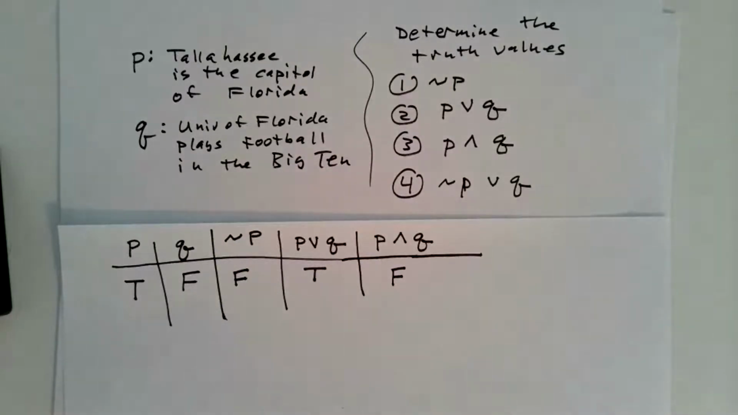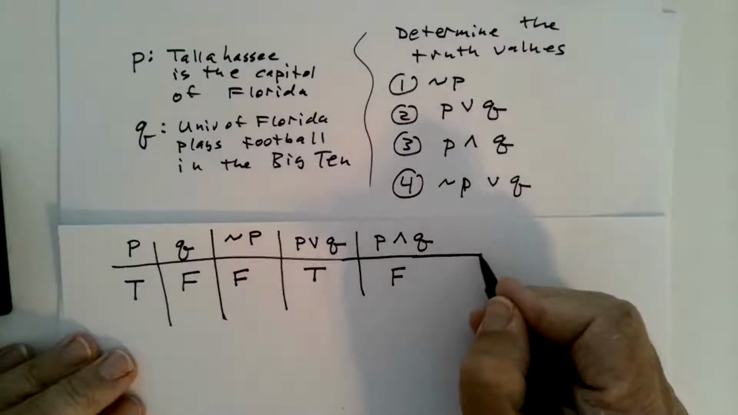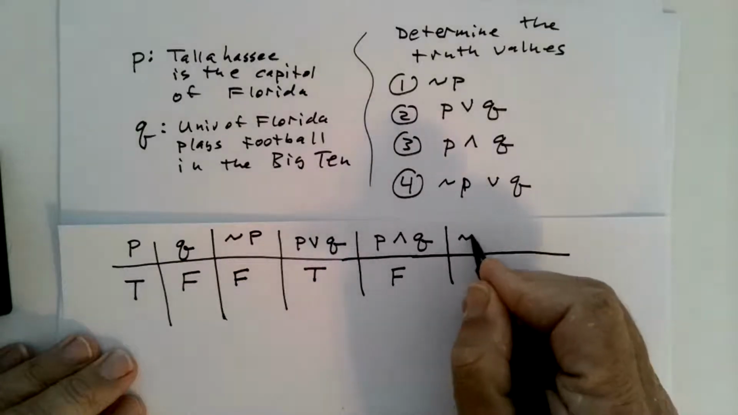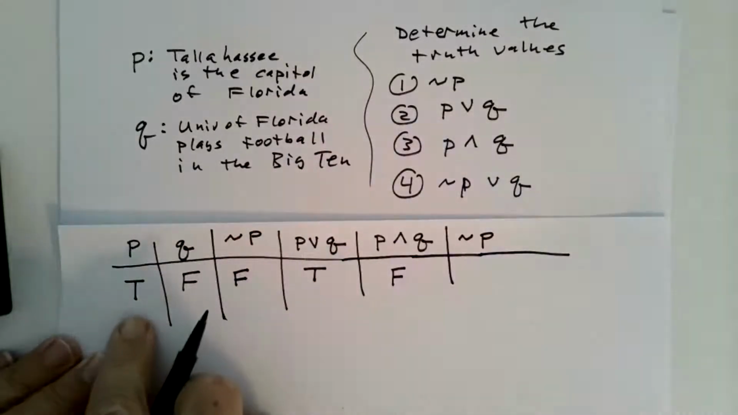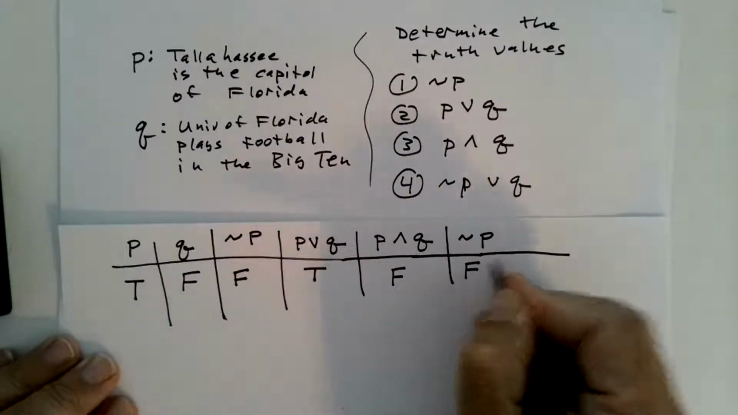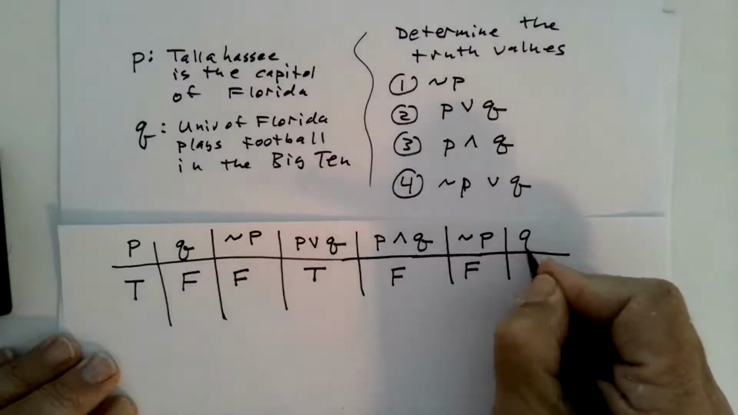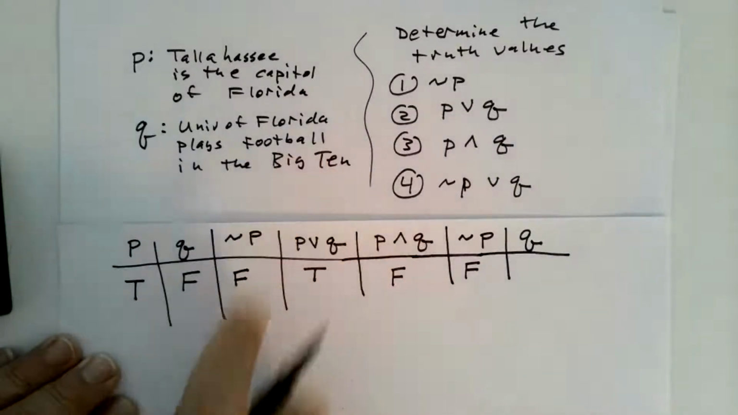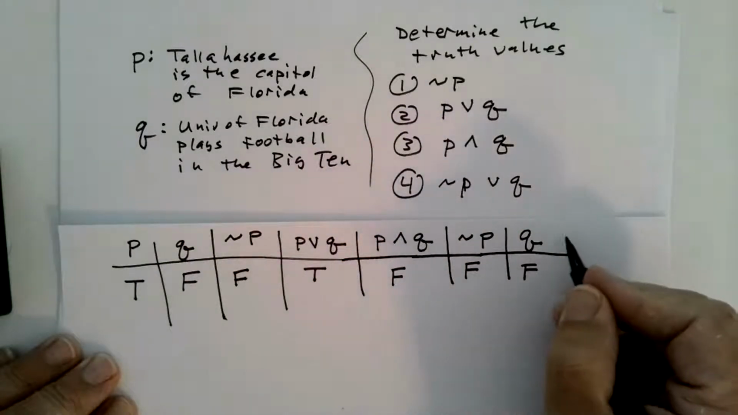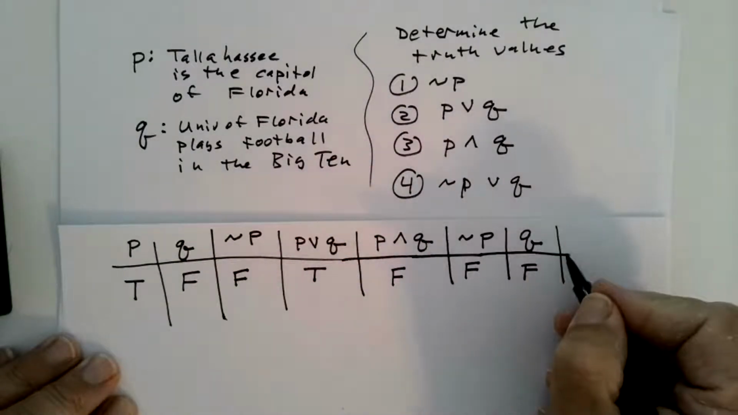And the last one I have here is not P or Q. Now, when I do these, I like to write them right next to each other. So what was not P? Not P was false. P was true, so not P was false. Q, what was Q? Q, University of Florida plays in the Big Ten. Q was also false. So I'm looking for the truth value of not P or Q.